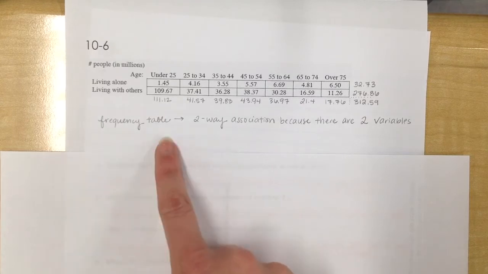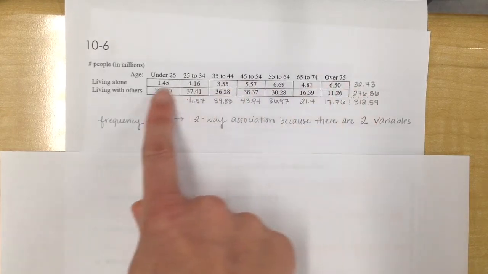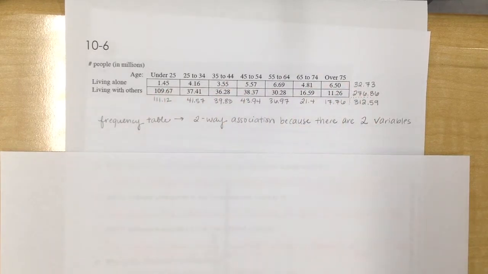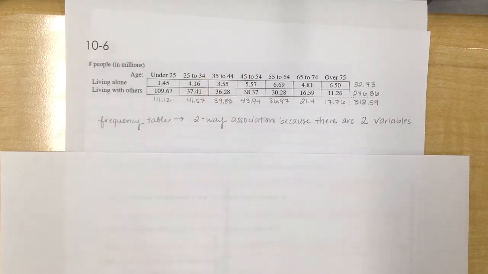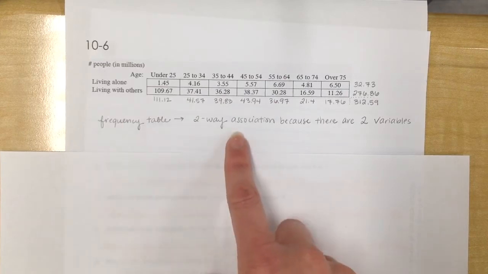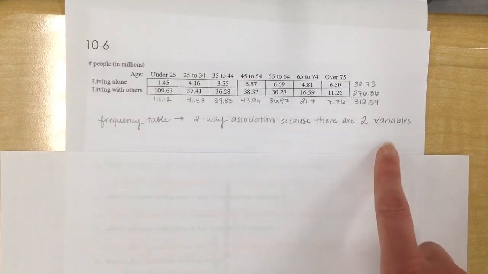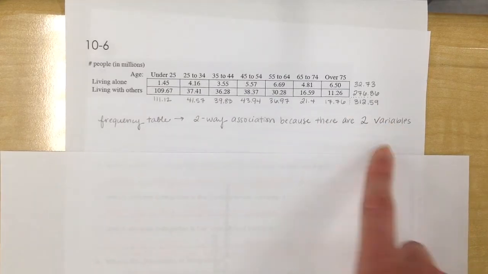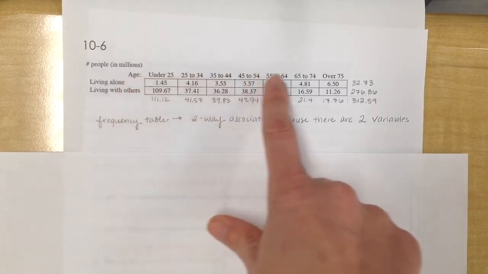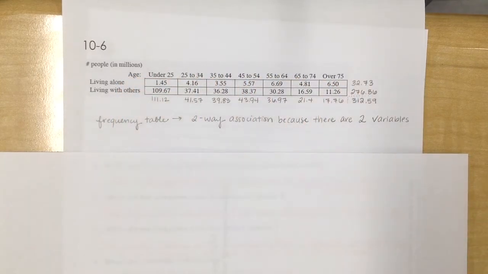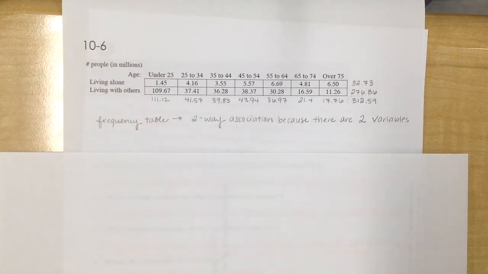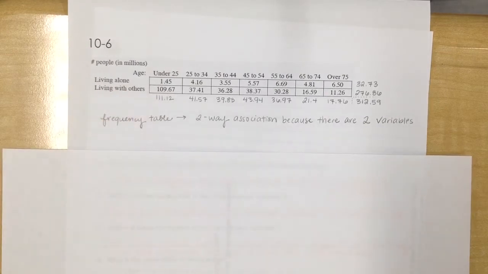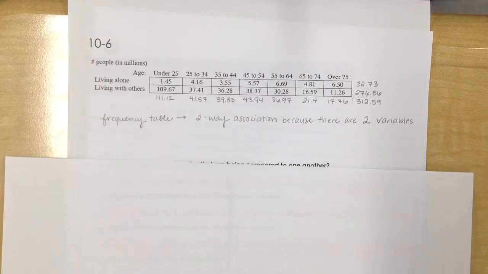We know that this is a frequency table because none of these values are percentages. They don't give us a percentage in the table. They would obviously give us that percent sign to make it a relative frequency table. And we know that this is a two-way association because there are two variables given to us. Obviously we have the age across the x-axis, or our independent variable, and then of course we have your living status, or your household status of living alone or living with other people, on our up and down left side y-axis.